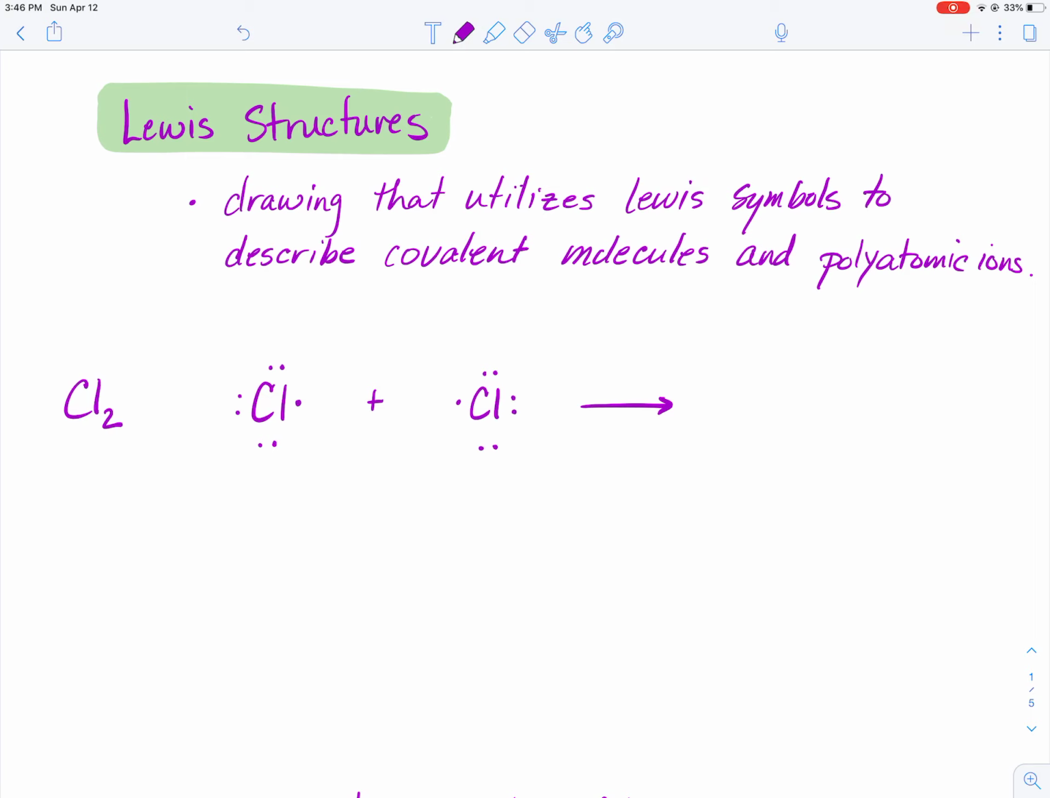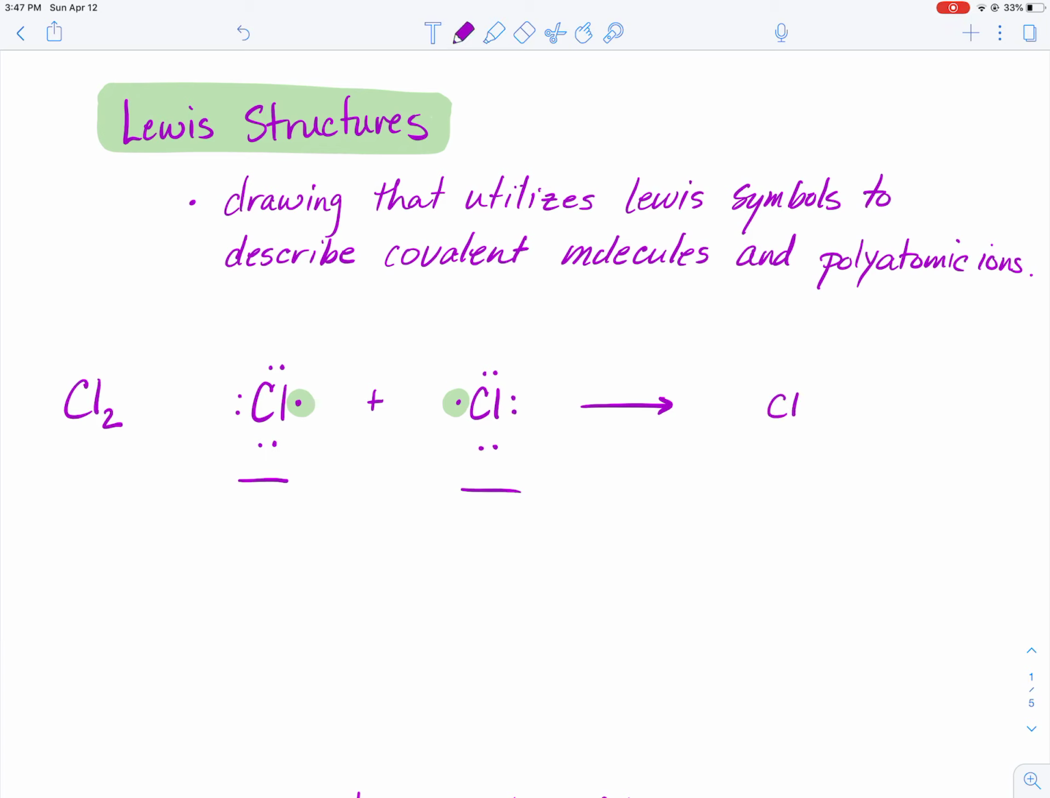Cl2 is made up of two chlorine atoms, and each of the chlorine atoms' Lewis symbol is shown here, where the valence electrons are shown as dots, and it turns out there are 7 valence electrons per chlorine atom, and they have 3 sets of paired electrons and 1 unpaired electron. When these two atoms come together to form a covalent compound, they are going to share the electron that is unpaired in each group, or on each atom.